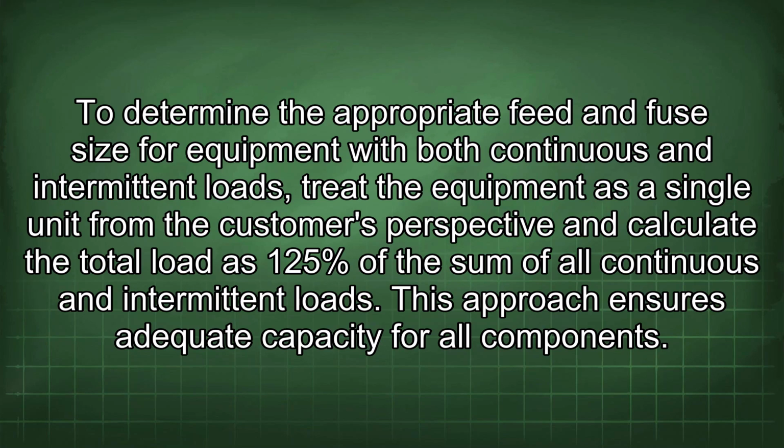To determine the appropriate feed and fuse size for equipment with both continuous and intermittent loads, treat the equipment as a single unit from the customer's perspective and calculate the total load as 125% of the sum of all continuous and intermittent loads. This approach ensures adequate capacity for all components.